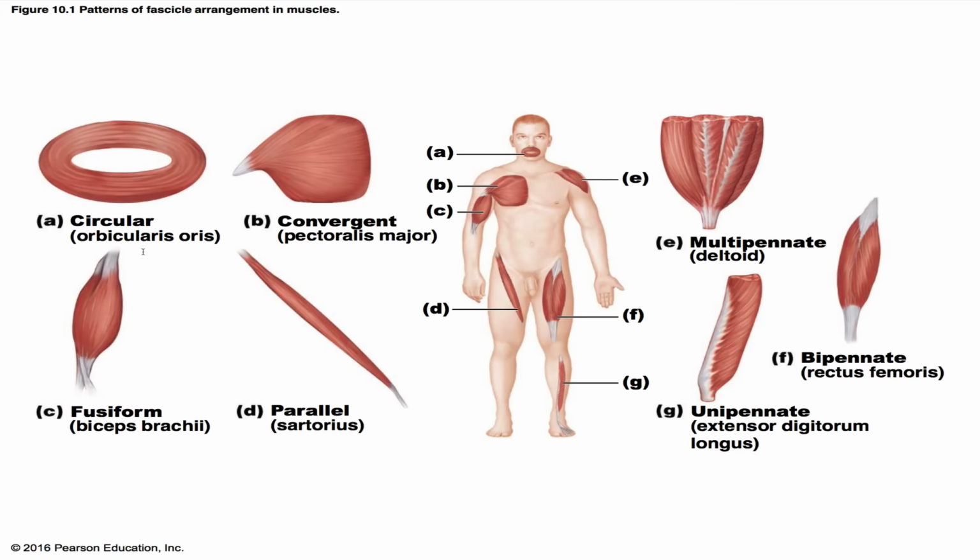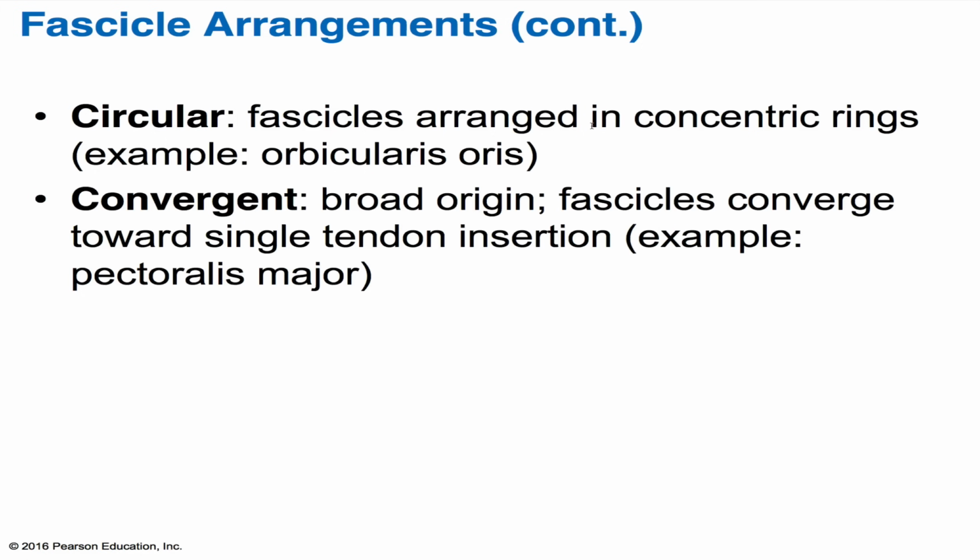The other place that we find it, aside from orbicularis oris, would be around your eyes, the orbicularis oculi. In addition to that, you find them making up the external sphincter muscle of the anus. So again, during the process of defecation, when these muscles relax, you're able to defecate. A convergent muscle has a broad origin, and its fascicles converge towards a single tendon of insertion. Such a muscle is triangular or fan-shaped, like your pectoralis major muscle of your anterior thorax.